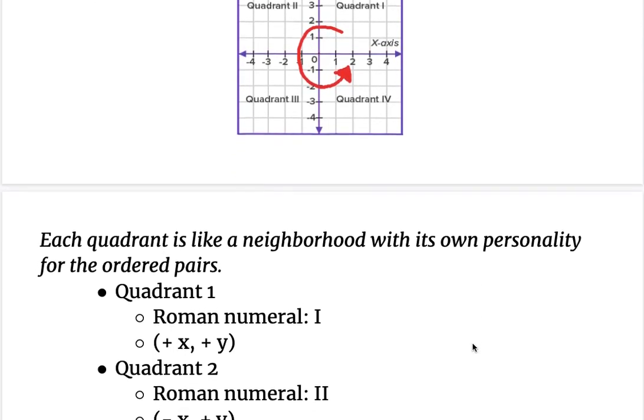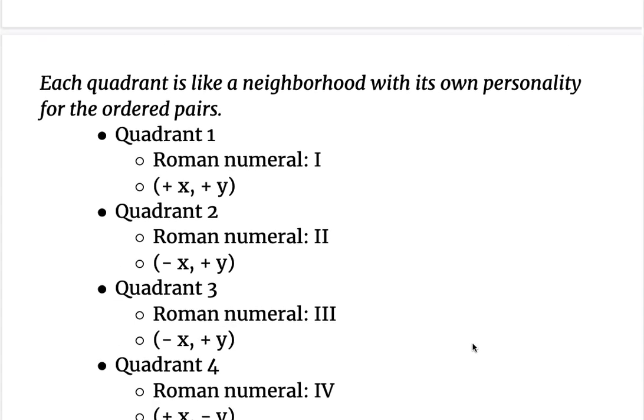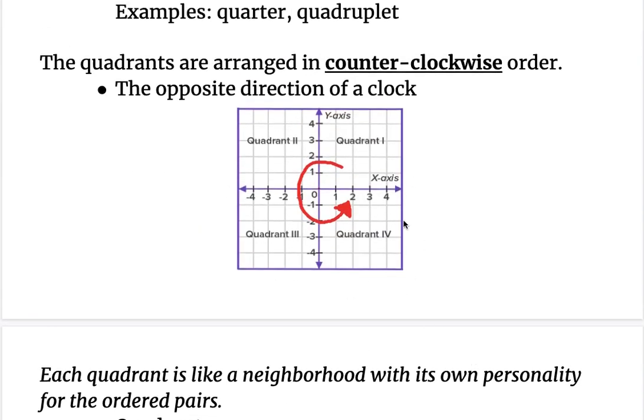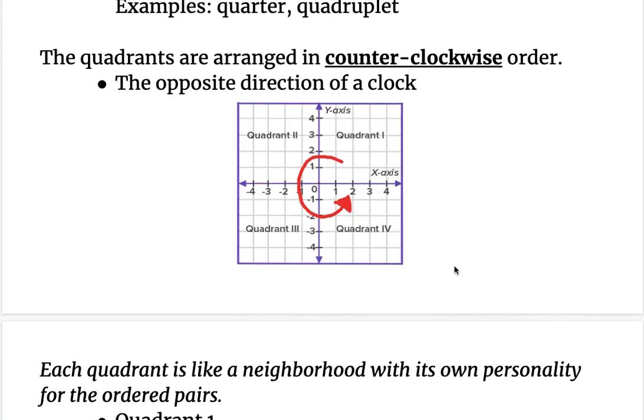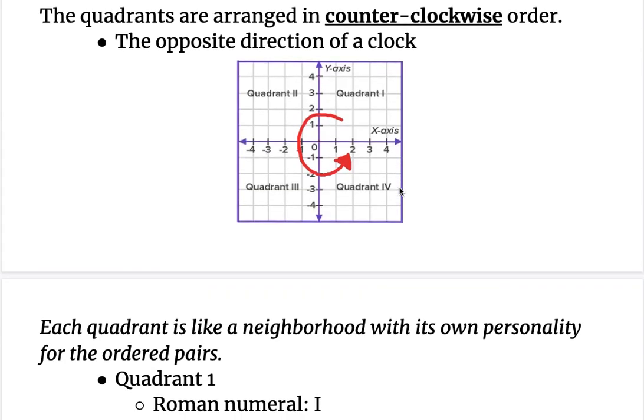Each quadrant, I like to think about them like neighborhoods. If this was the entire city, then you kind of have your Quadrant 1 neighbors, your Quadrant 2 neighbors, Quadrant 3 and Quadrant 4 neighbors. And they're kind of divided by streets. So each of those neighborhoods will have their own personality for their ordered pairs. And I'll explain what that means.